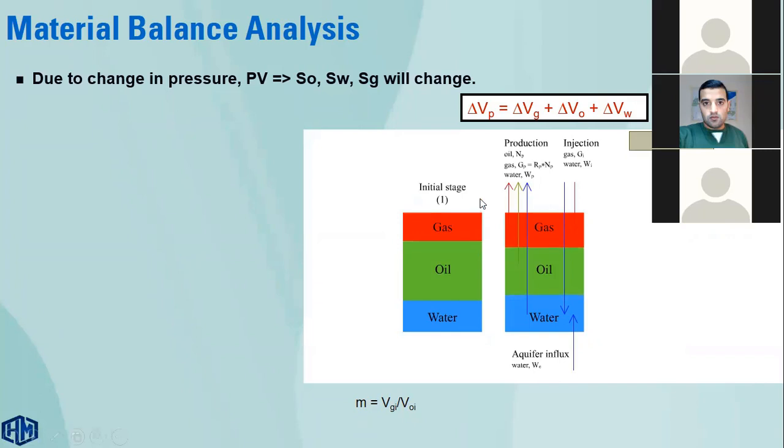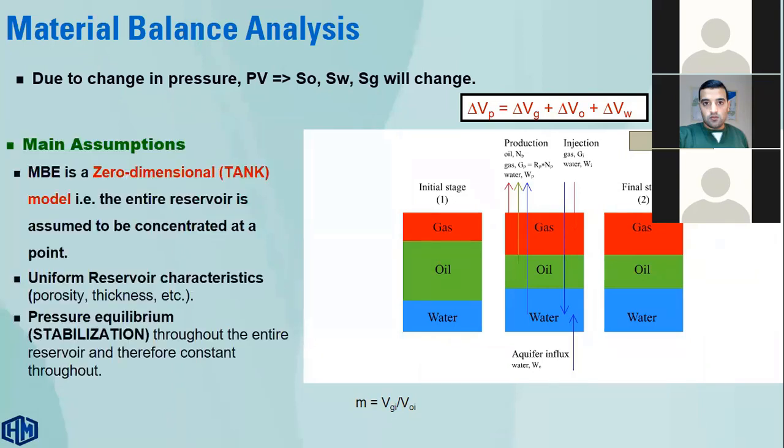In the initial stage, you can see we have oil, gas, and water at initial reservoir condition without production. Once we start production, we have production of oil, water, and gas. If we have injection of gas or water, then in the final stage we have changes because of production and injection of gas or water, and so on. Due to changes in pressure and volume, we will have changes in oil, water, and gas saturation in our reservoir.